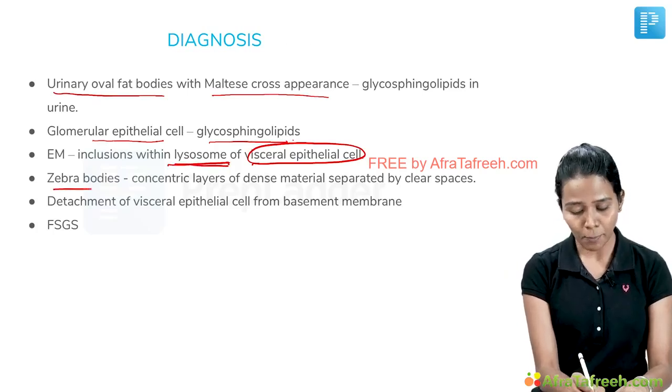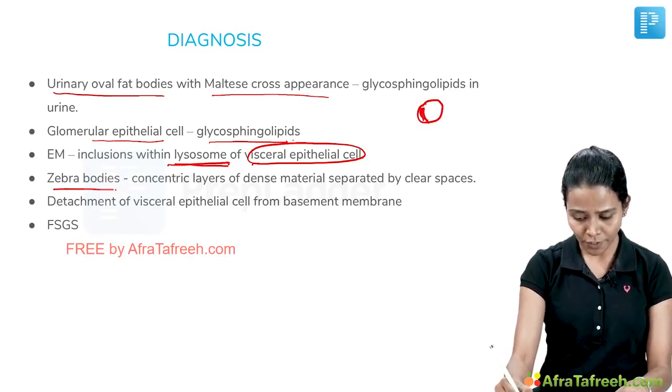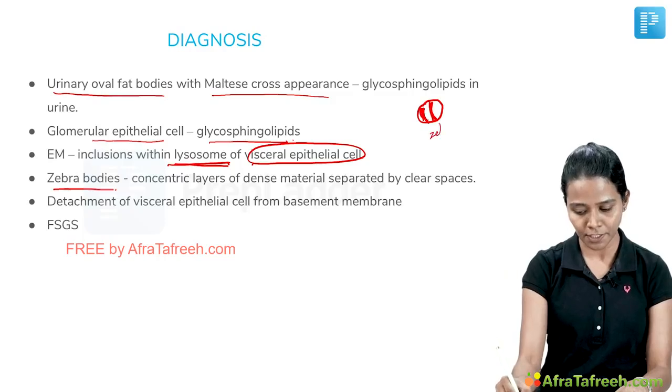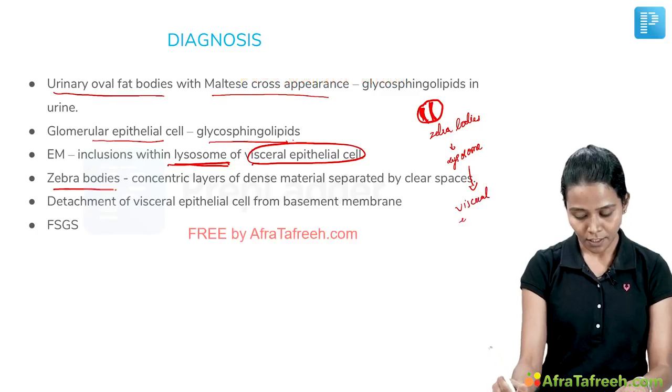So their zebra bodies can be seen, which are nothing but, in the lysosome, layers of dense material, which are these glycosphingolipids, separated by clear spaces. So zebra bodies can be seen. Zebra bodies can be seen where? In the lysosome of the visceral epithelial cell of the podocyte. Okay, so this is the zebra body.